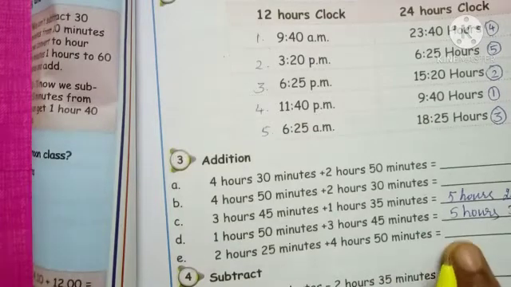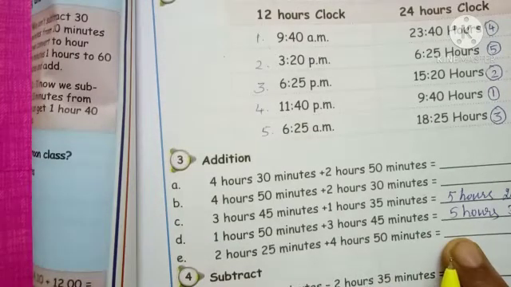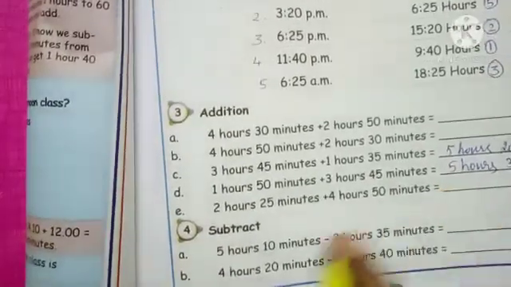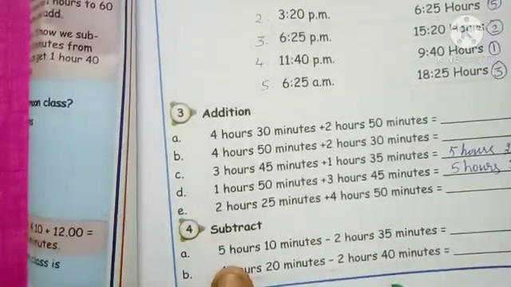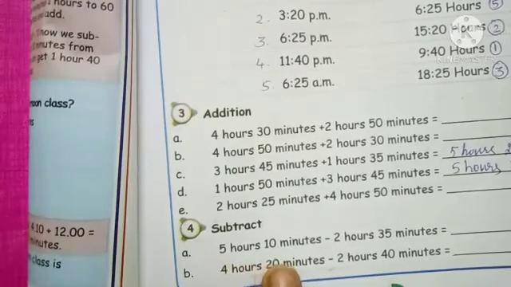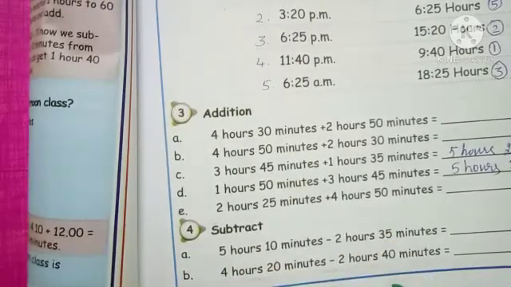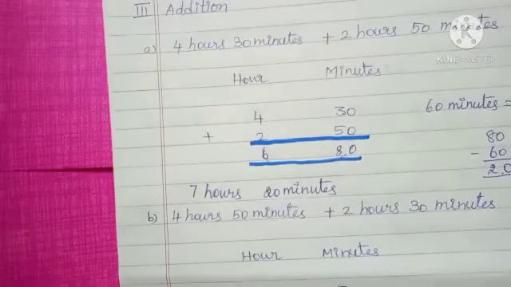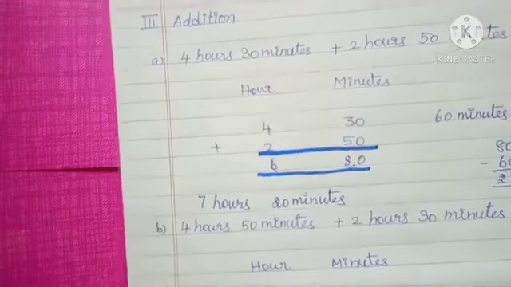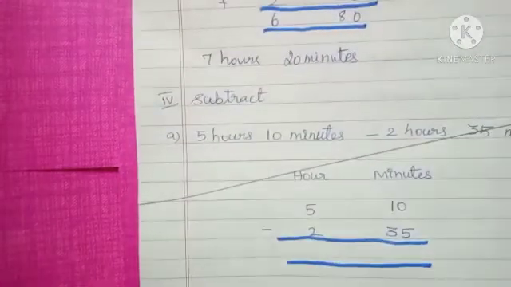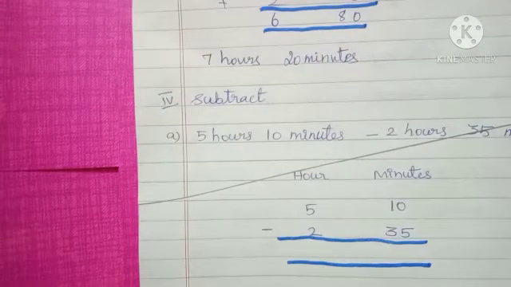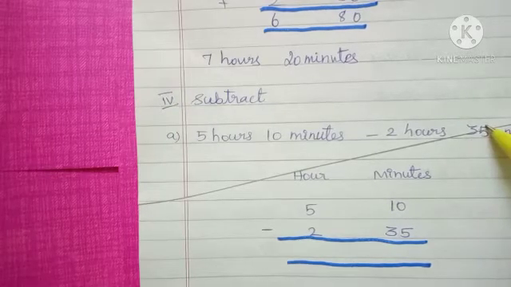Then next one, last sum, you do it yourself, children. Then you find out the answer. Then next one, subtract. Subtract is given: for the first sum, 5 hours 10 minutes and 2 hours 35 minutes. First one was addition. Then next is the fourth Roman letter, subtraction. So 5 hours 10 minutes and 2 hours 35 minutes.